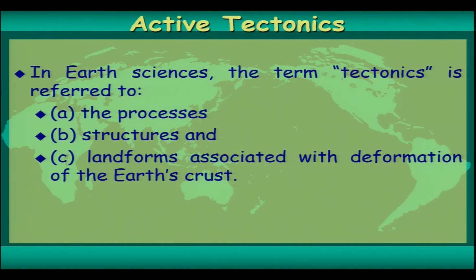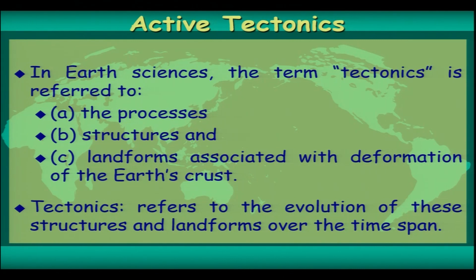So, what are the processes which are involved? This part we can talk about when we are talking about the interior of the earth, as well as the seismic waves and plate tectonics, and what types of structures we see as manifestations on the earth's surface, and those are the landforms which are associated with the ongoing deformation. Then tectonics refers to the evolution of these structures and landforms over a time span.